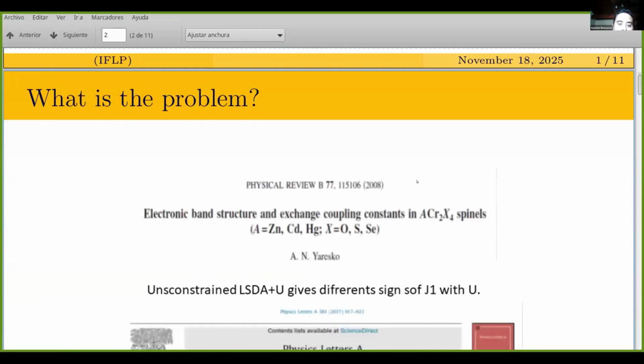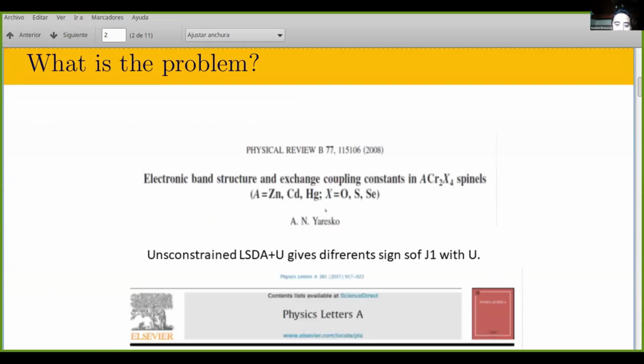What is the problem? In this paper, Jaresco reports for cadmium chromite a different sign of J1 with U. J1 is the coupling constant to first neighbor magnetics.